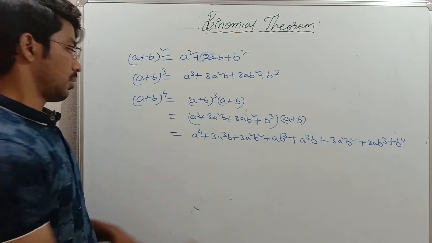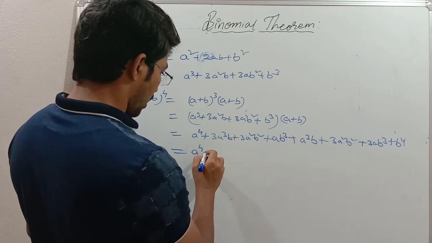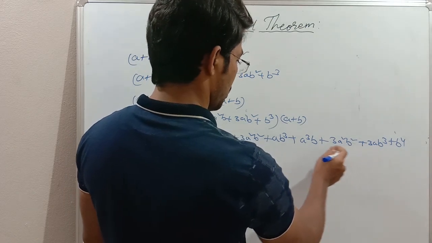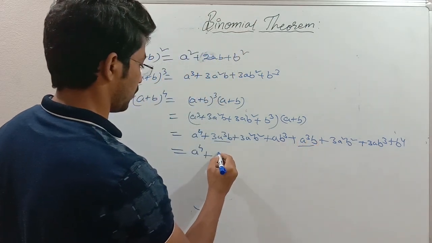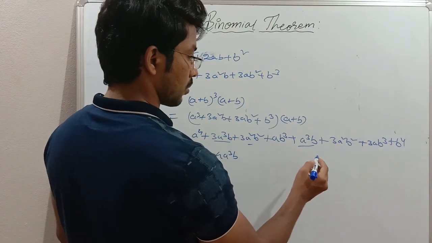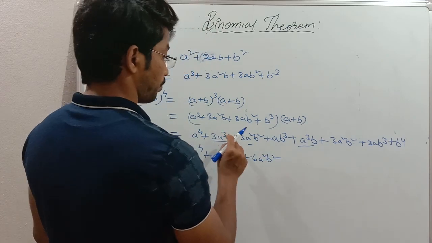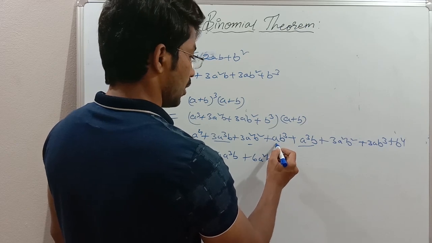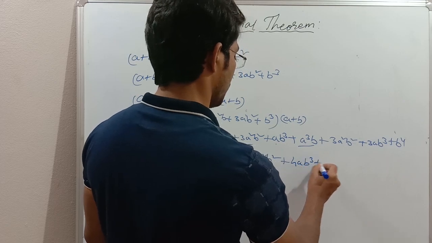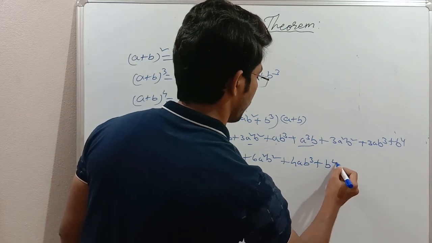Now if you see here, add the similar terms: a power 4, then 3a cube b and a cube b gives 4a cube b. Now 3a square b square and 3a square b square gives 6a square b square. Next the ab cube terms: ab cube and 3ab cube give 4ab cube, plus the remaining b power 4.